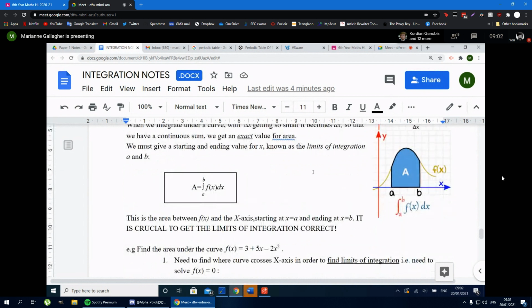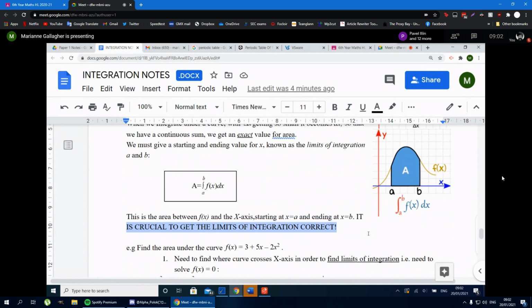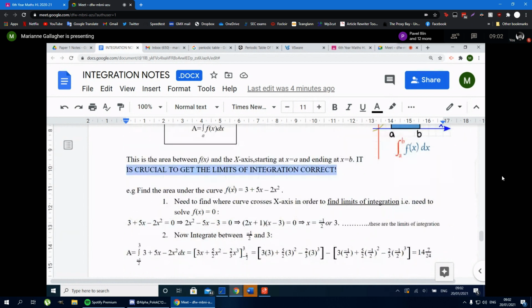But the area under the curve from a to b, start at a, finish at b, integrate f of x dx. You have to get the limits right. Okay, before you do any integration, make sure you know your limits. Okay, so find the area under the curve of that. And notice it's not saying what the limits are, it's just saying under the curve. It's a negative x squared. That means it's a parabola.